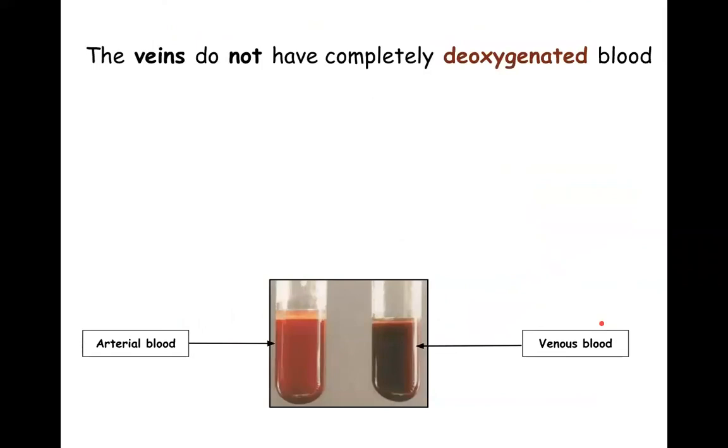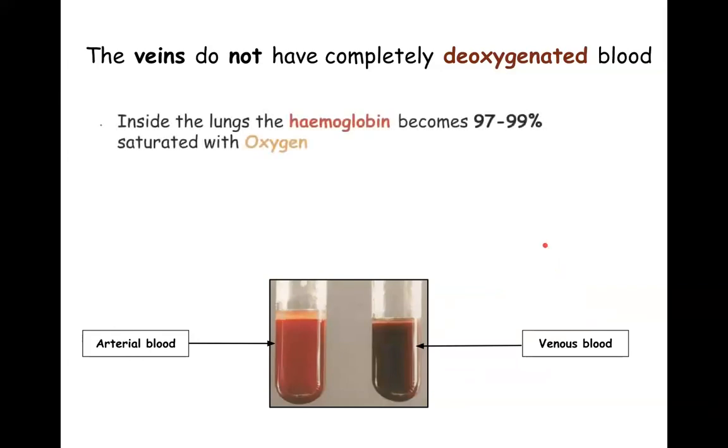Now, you might wonder whether the veins which are carrying carbon dioxide would be completely deoxygenated. Remember that veins do not have completely deoxygenated blood. The complete amount of oxygen cannot be removed from the veins. Inside the lungs, when the blood comes, the hemoglobin becomes 97 to 99% saturated with oxygen. That means when exchange of gases is taking place in the lungs, only 97 to 99% saturation of hemoglobin takes place with oxygen. Some amount of carbon dioxide is still present in the capillaries surrounding the lungs.